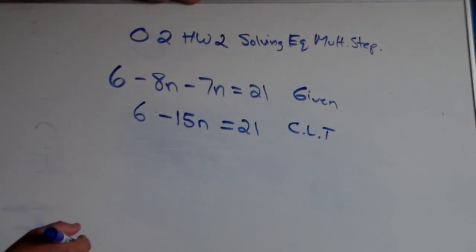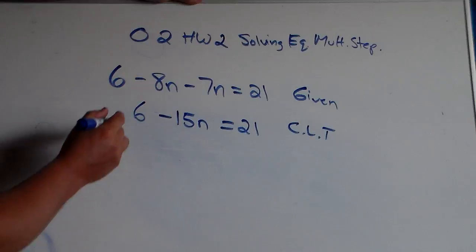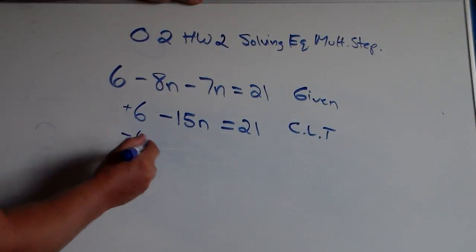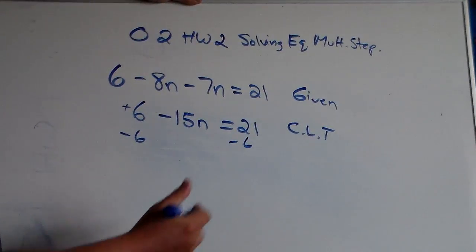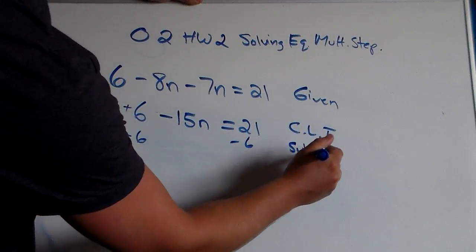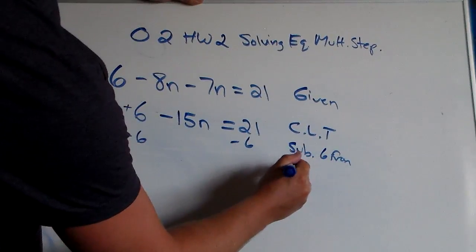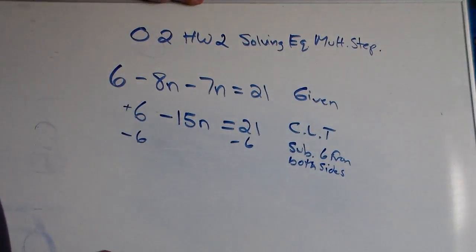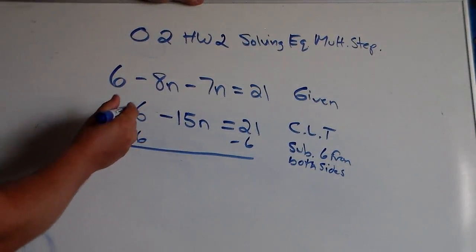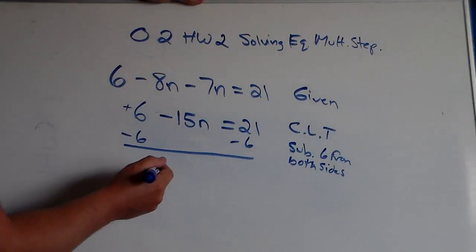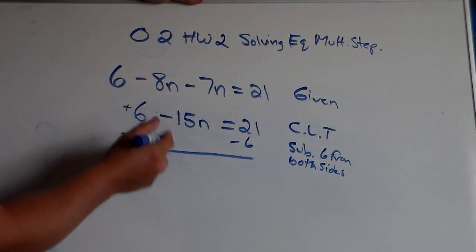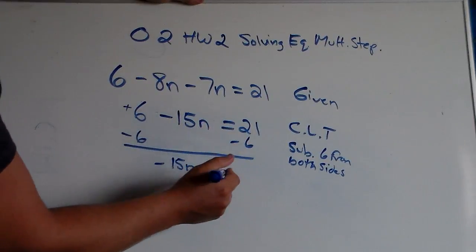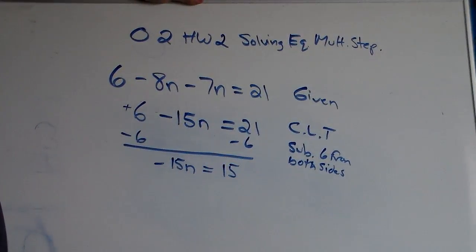Then we're going to use inverse operations to get n all by itself. This is a positive 6, so we move the 6 to the other side of the equal sign. We subtract 6 from both sides of the equation. Positive 6 minus 6 is 0, so we don't bother writing anything because it's 0. We carry down our negative 15n and our equal sign. 21 minus 6 gets you 15.